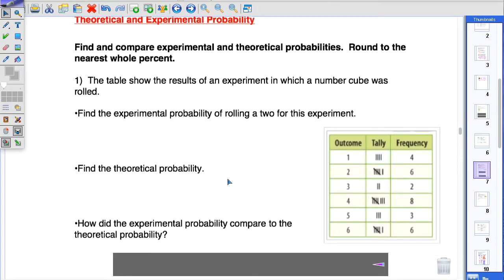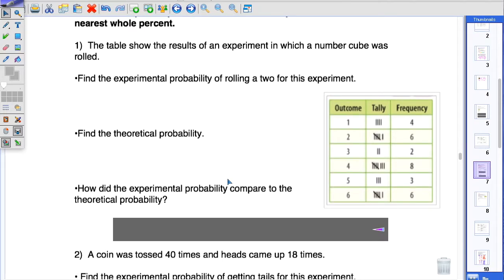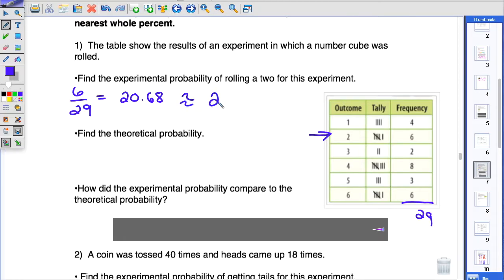The table shows the result of an experiment in which a number cube was rolled. Find the experimental probability of rolling a 2 for this experiment. I rolled a 2 six times. We also need to figure out the total, so we add those up, and we get 29. So the probability of getting a 2 is 6 out of 29, which simplifies to 20.68, or if we round it to 21%.